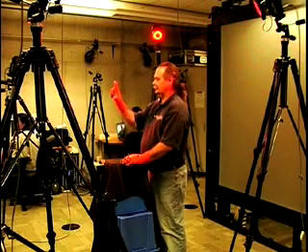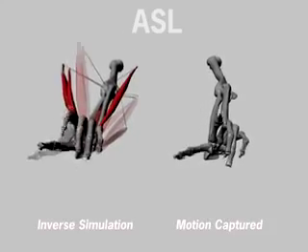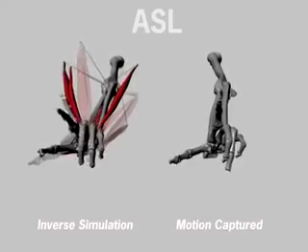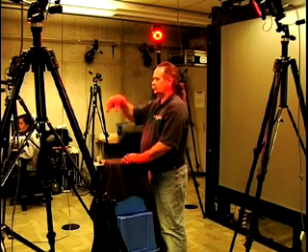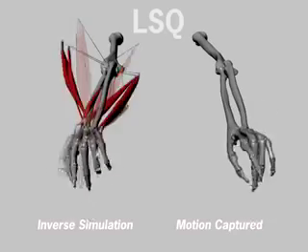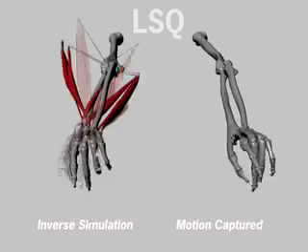We recorded a male and female subject performing various American Sign Language words by using optical motion capture. We use this data to validate and in the future calibrate our hand model by observing the errors in the inverse simulation. The error is greatest for the wrist, since wrist stabilization is a challenging biomechanical problem.